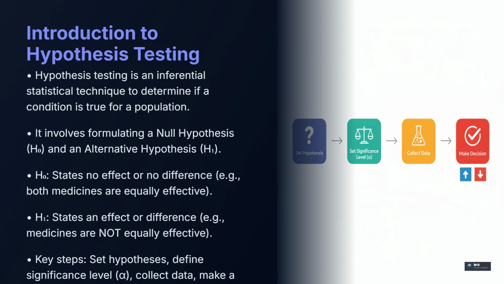The decision rule is critical. If your p-value, which is the probability of observing your data given that the null hypothesis is true, is less than your chosen alpha level, you reject the null hypothesis. Otherwise, you fail to reject it. This rigorous framework helps us avoid jumping to conclusions and ensures our inferences are statistically sound.